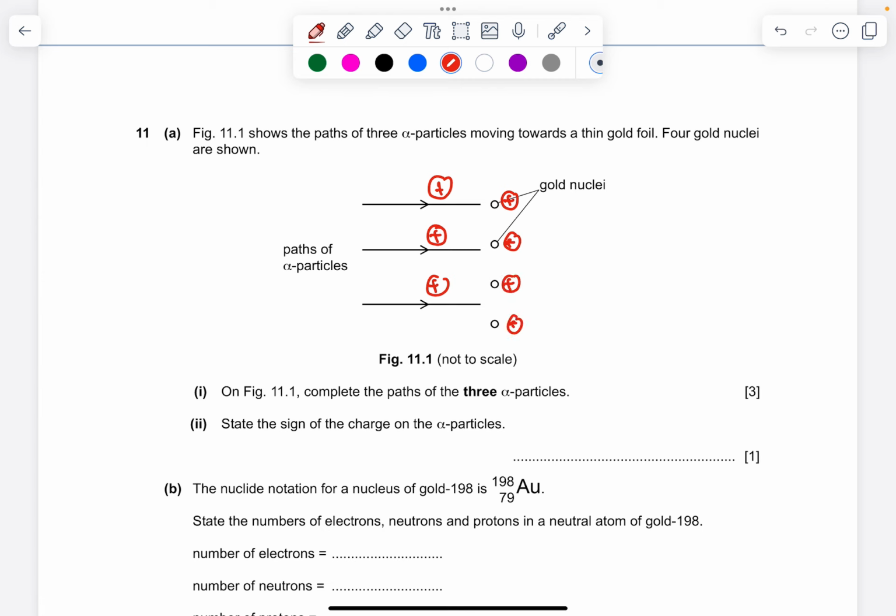Now the first one, when it is coming, it's directly hitting, so it goes backwards because positive and positive will repel, and it goes backwards. The other one is not a direct head-on collision, so it may get deflected and go away. And the third one is going in between, so there will be no deflection and it goes in this direction.